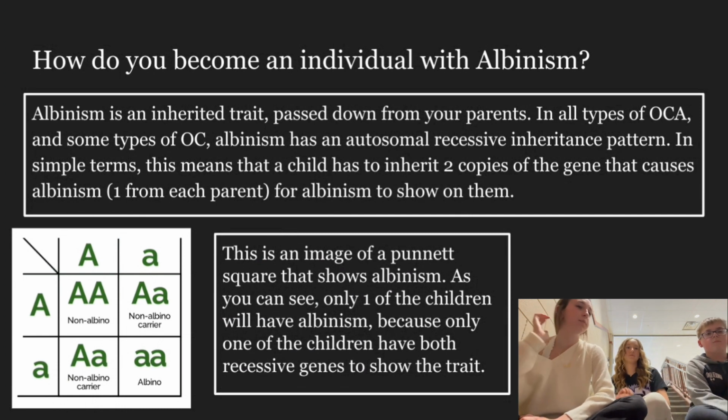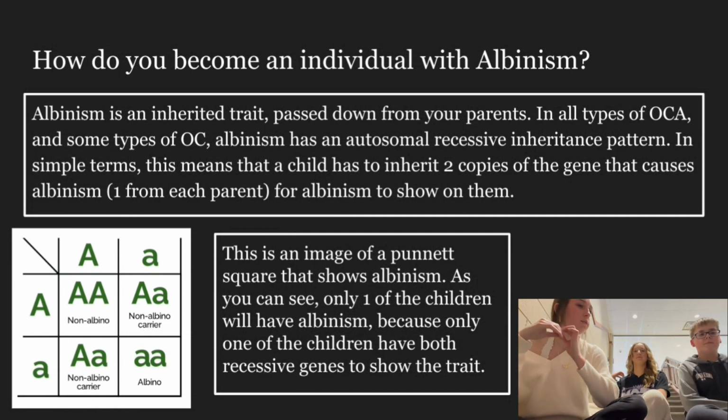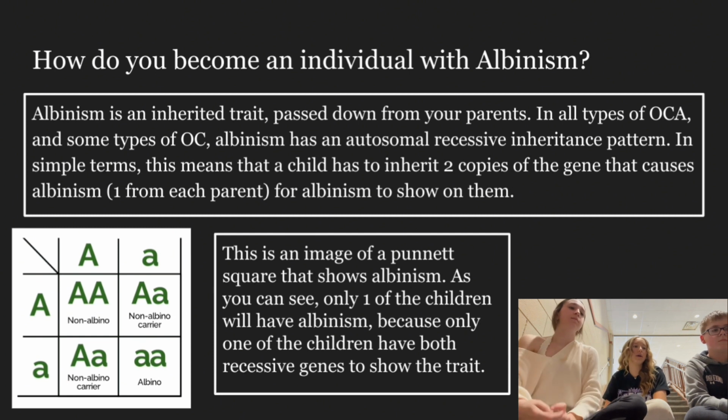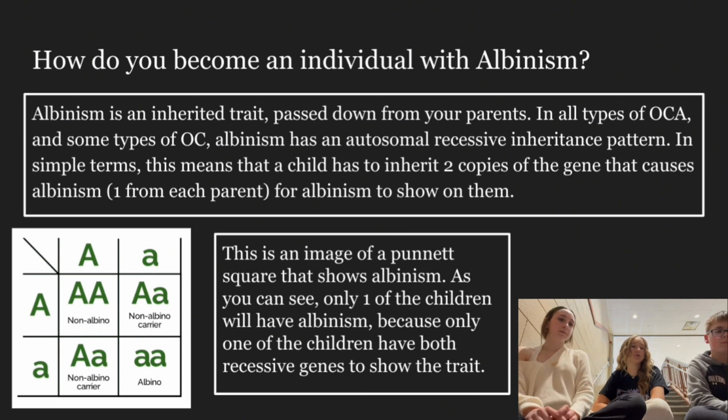Okay, so Riley, how do you become an individual with this unique mutation? Okay, so to have albinism, it must be inherited from your parents. In all types of OCA and some types of OA, albinism is an autosomal recessive inheritance pattern. In simpler terms, that means that a child has to inherit both copies of the gene, one from each parent, for albinism to show on them.